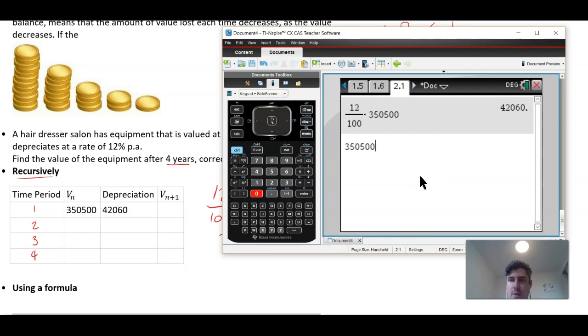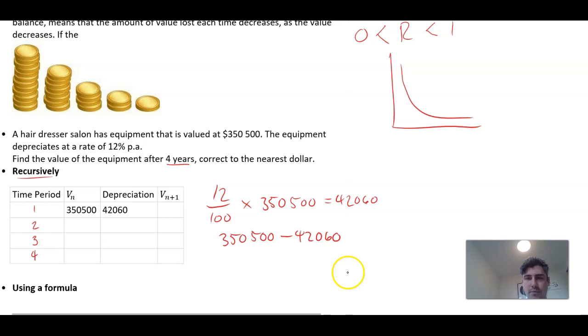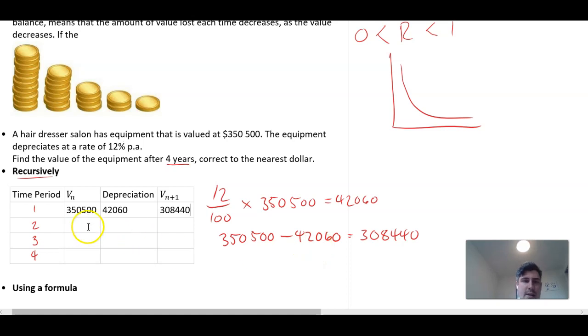This is the long way of doing this, but we'll show you this to start with, and then we'll show you a much quicker way after that. So 308,440. Okay, and that gets carried through to the next year. So 308,440, and we can keep going.